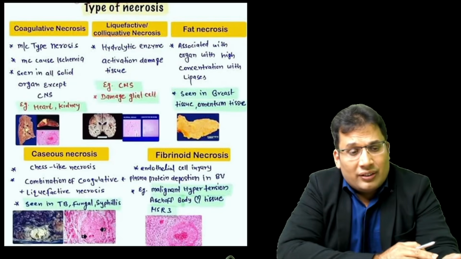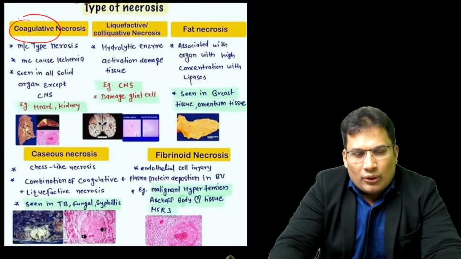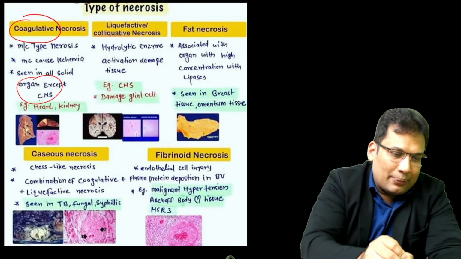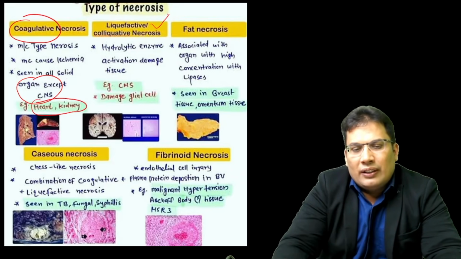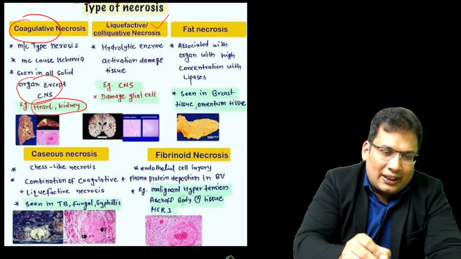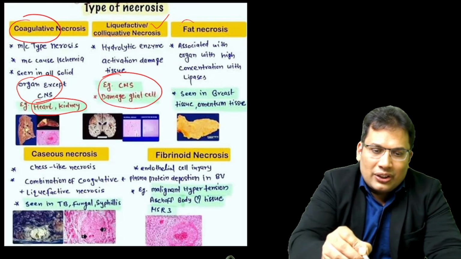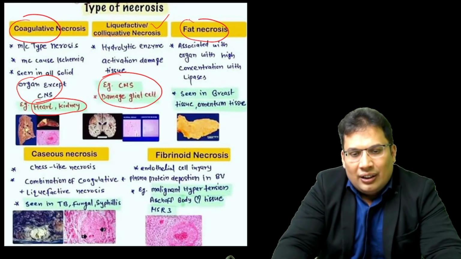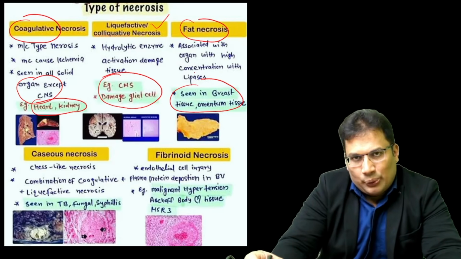So types of necrosis, you need to write about coagulative necrosis, the most common type of necrosis. One of the most common causes is ischemia, seen in all solid organs except CNS. What are the examples? The heart and kidney. The second one, liquefactive necrosis, is because of release of hydrolytic enzymes. It is commonly seen in CNS, because of damage to the glial cells. Fat necrosis is associated with organs with high concentration of lipases. Examples: breast tissue and omental tissue.